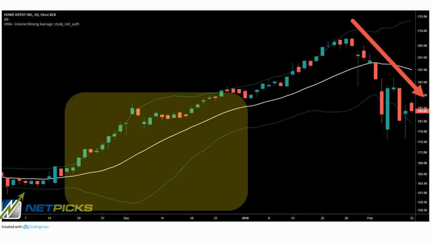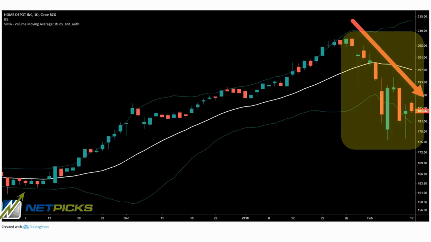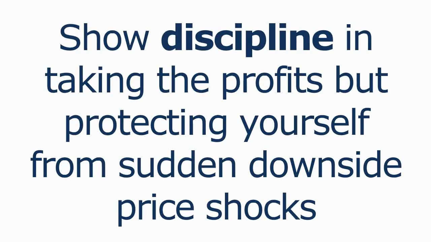Does the increase of volatility shown, that's via the widening of the bands, indicate a possible collapse in price? Well, can you see how the bands can also show an A, B, C, D price move? So when price is showing extreme strength, the collapse in price can be explosive. And price collapsed about 15% in 7 days. It's vital to show discipline in taking the profits, but protecting yourself from sudden downward price shocks that can take away a huge chunk of your gains in just a matter of days, sometimes in one day.